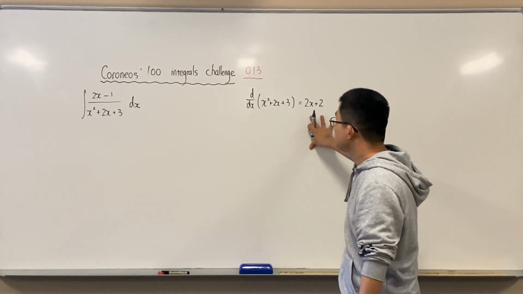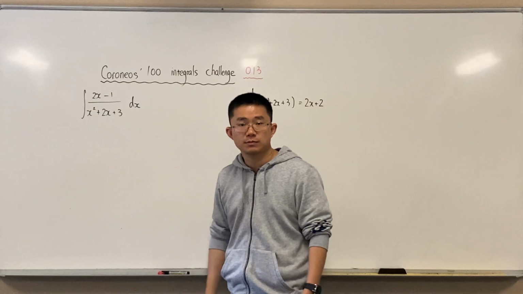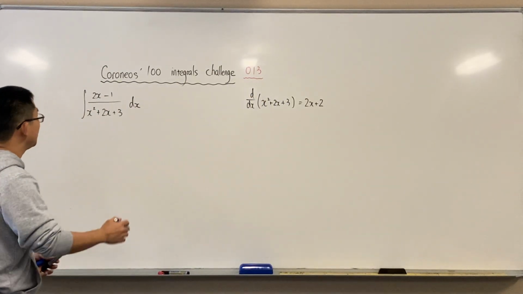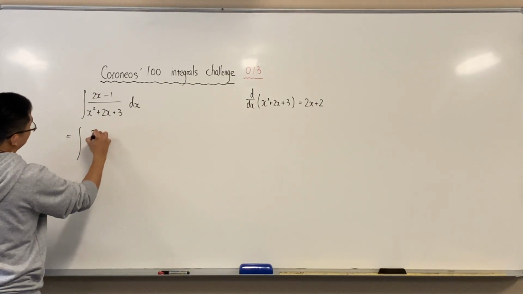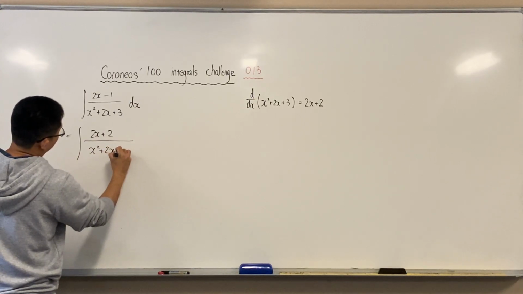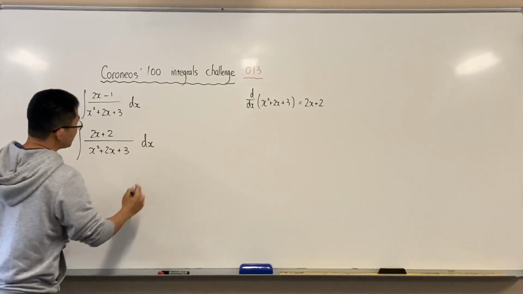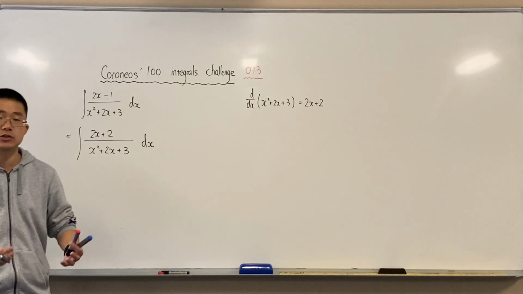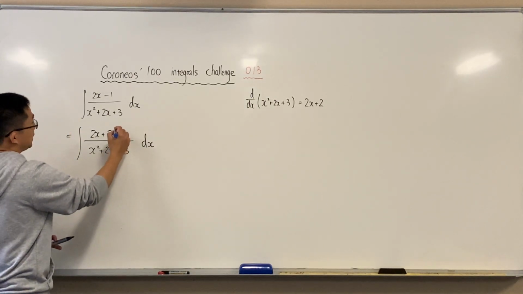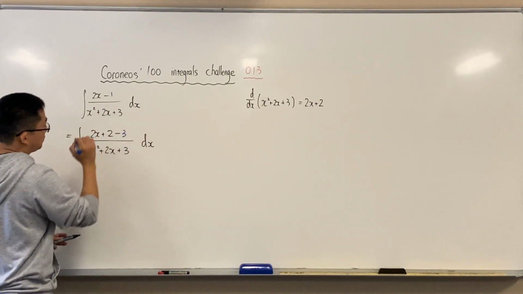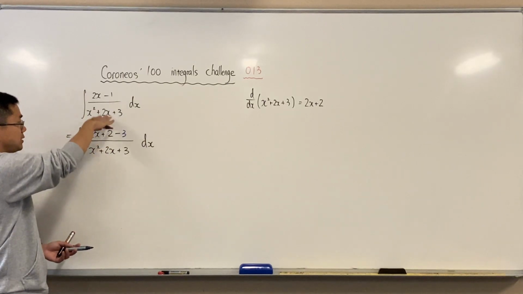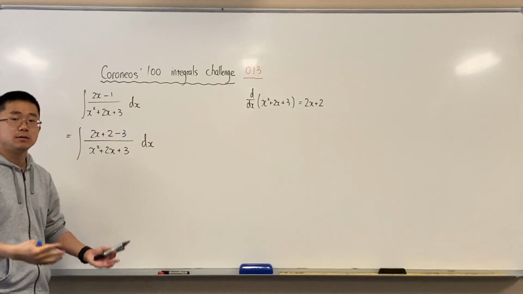You want 2x plus 2? Well, we'll use algebra manipulations to change that into 2x plus 2. Now the problem is, once you change that into 2x plus 2, you basically change the question, so you need to change it back. How about minus 3 here? 2 minus 3 is equal to negative 1, so these two expressions are exactly the same.